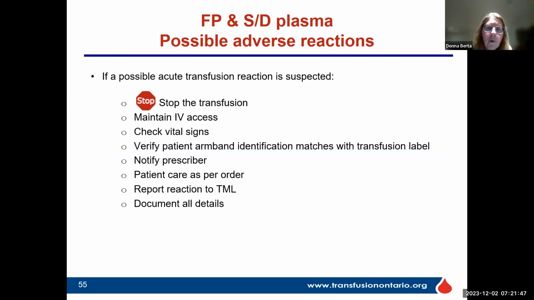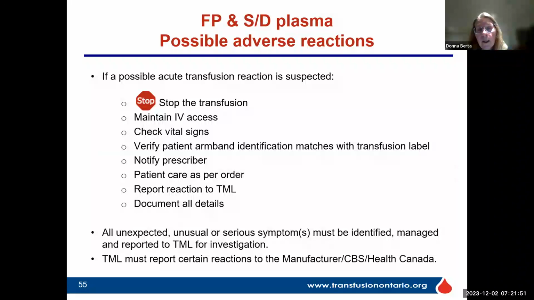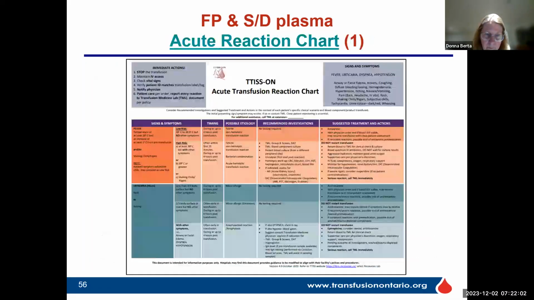and then, of course, report the reaction to the blood bank because they are responsible for reporting transfusion reactions, and certain reactions have to be reported to the manufacturer, Canadian Blood Services, and Health Canada. And of course, you want to document all the details.